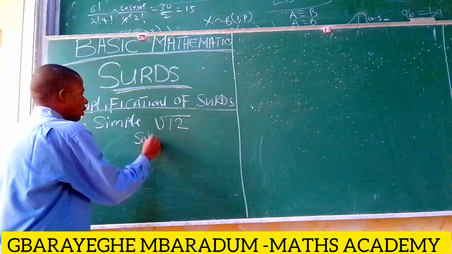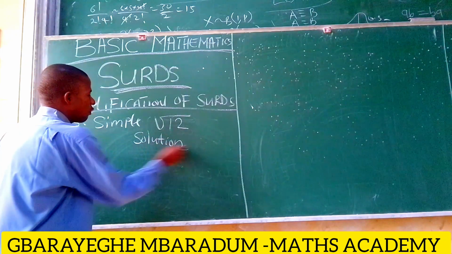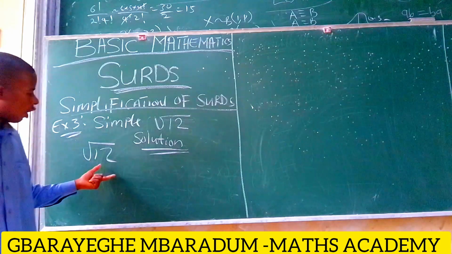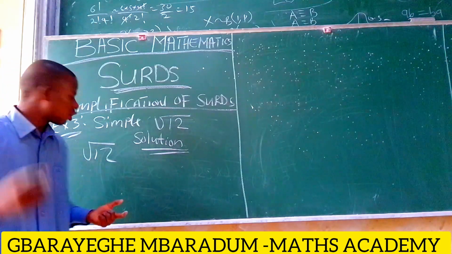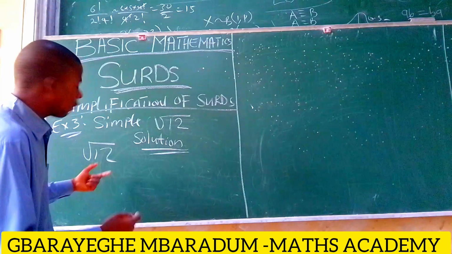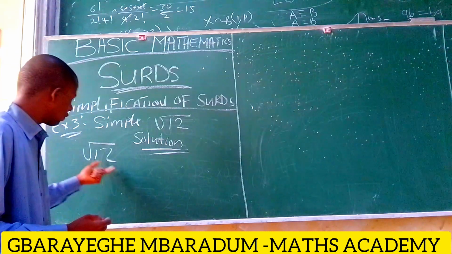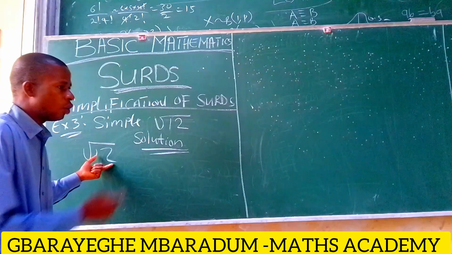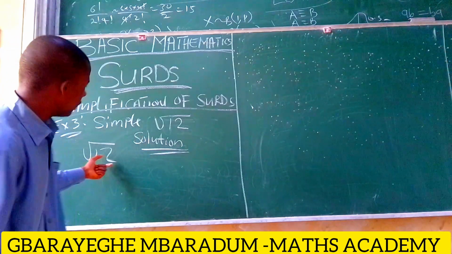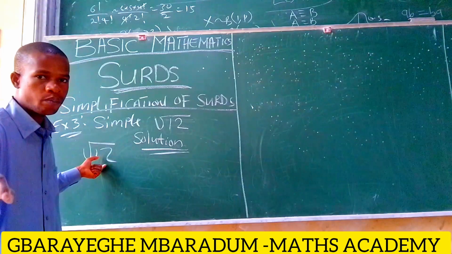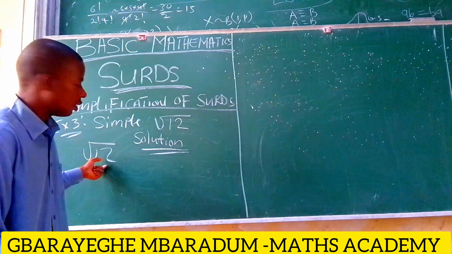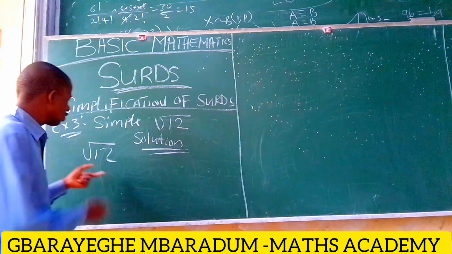Solution. Please pay attention. When we are trying to simplify a surd, you have the square root of 12, right? For you to be able to simplify a surd, number one, you need to look for a number that will give you a perfect square from the given expression. So when you take its square root, it gives you a whole number. Then you look at the one that is in its simplest form, either 2 or 3, that cannot be simplified further.